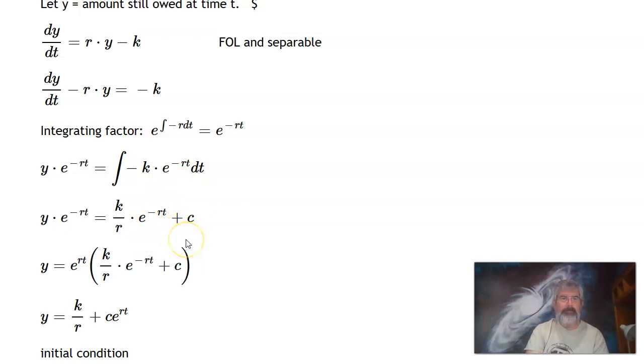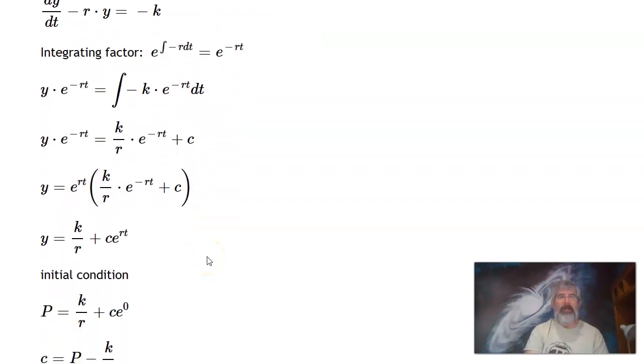Anyway, it's an integral of e to the u du, which is just e to the u, plus a constant. And then I'm going to solve for y by multiplying both sides by e to the positive rt, to get it to cancel out on this side. And I get this. Multiplying by distributing that in, I get this.